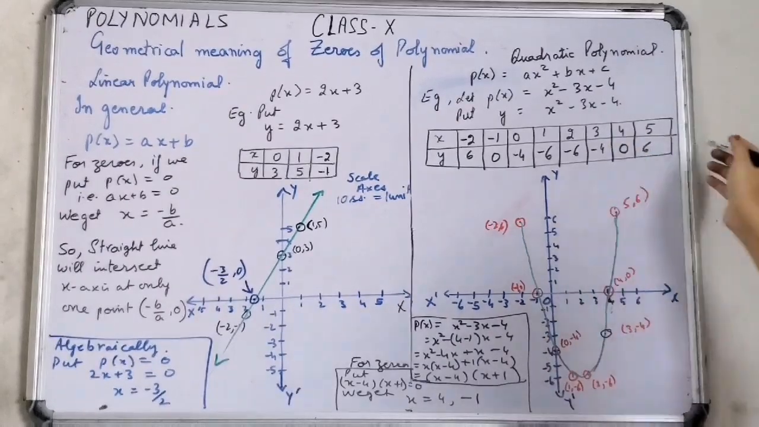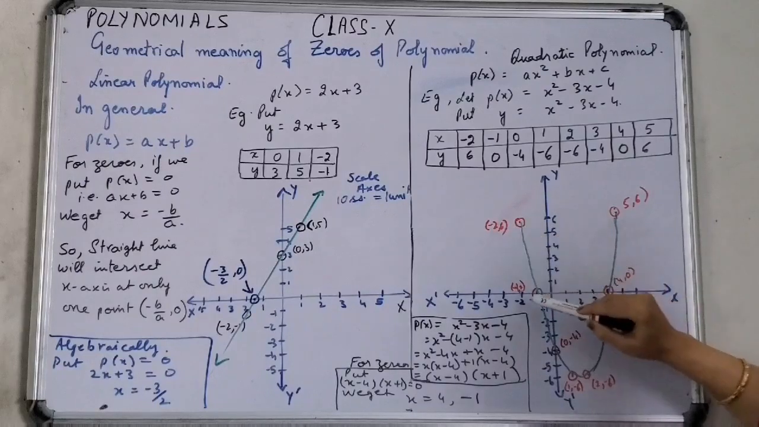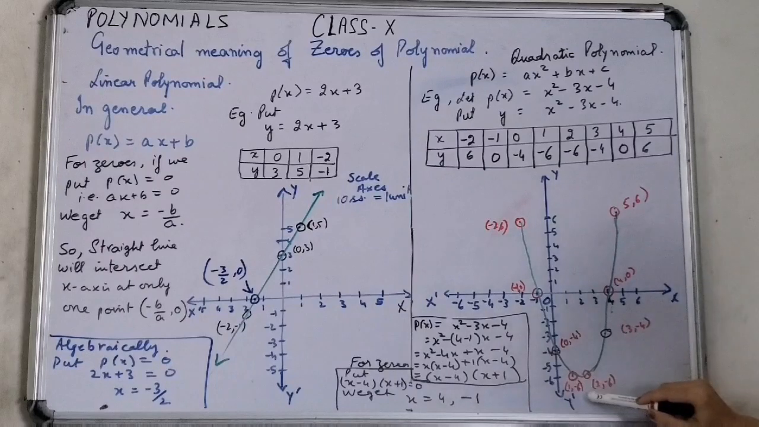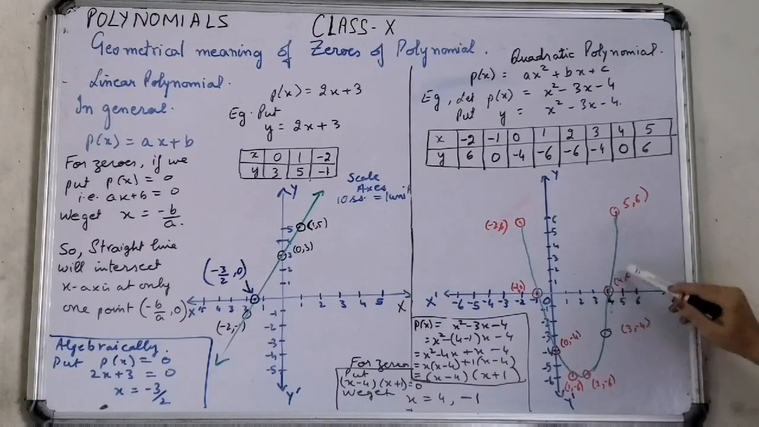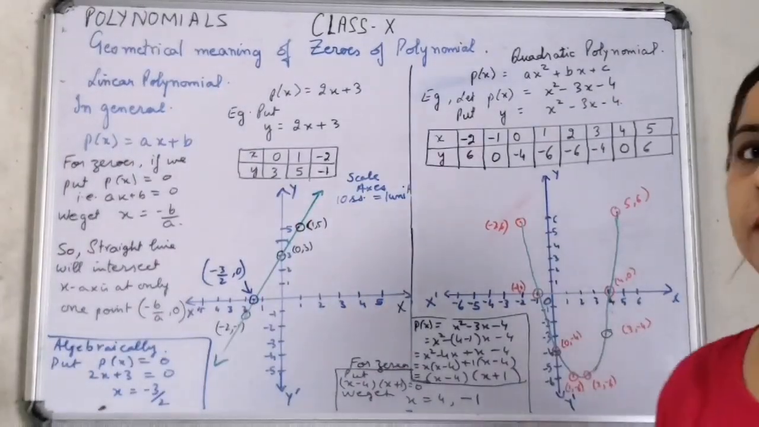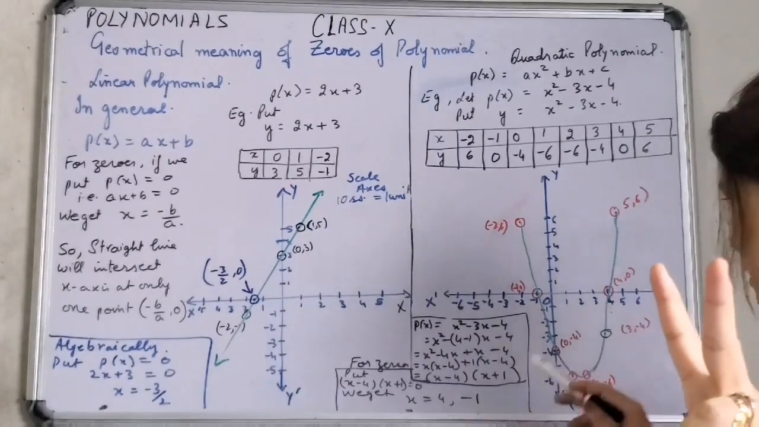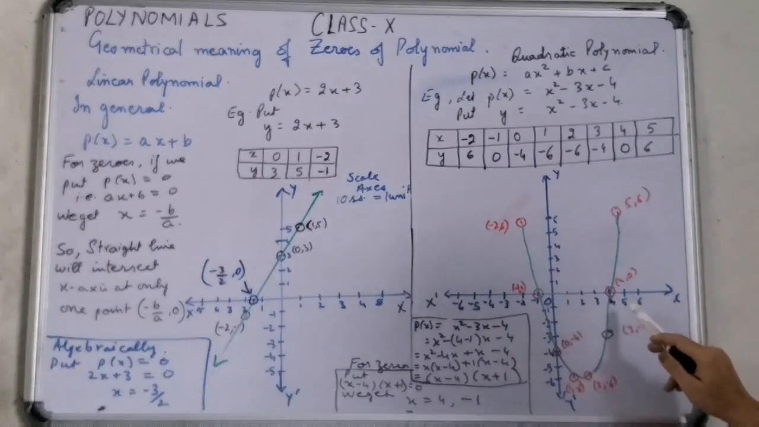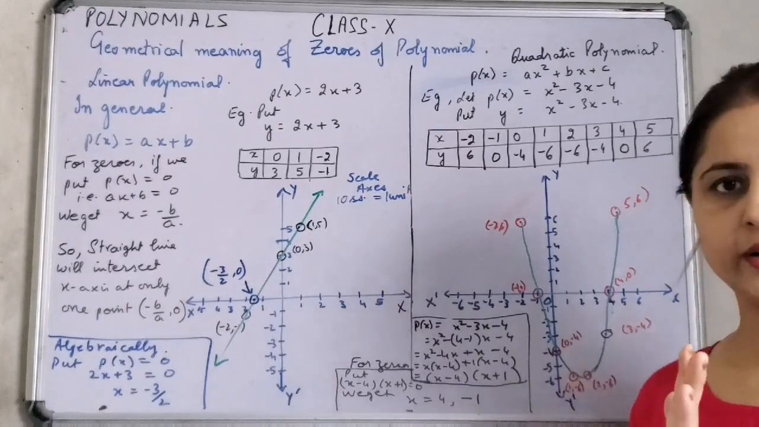Okay, now let's plot these points. I have (-2, 6). I have (-1, 0). I have (0, -4). I have (1, -6), (2, -6), (3, -4), (4, 0), (5, 6). And in the whole of this, what I observed is that the complete parabola intersected the x-axis at 2 points. That is at -1 and 4. It means -1 and 4 are going to be the zeros of the quadratic polynomial.